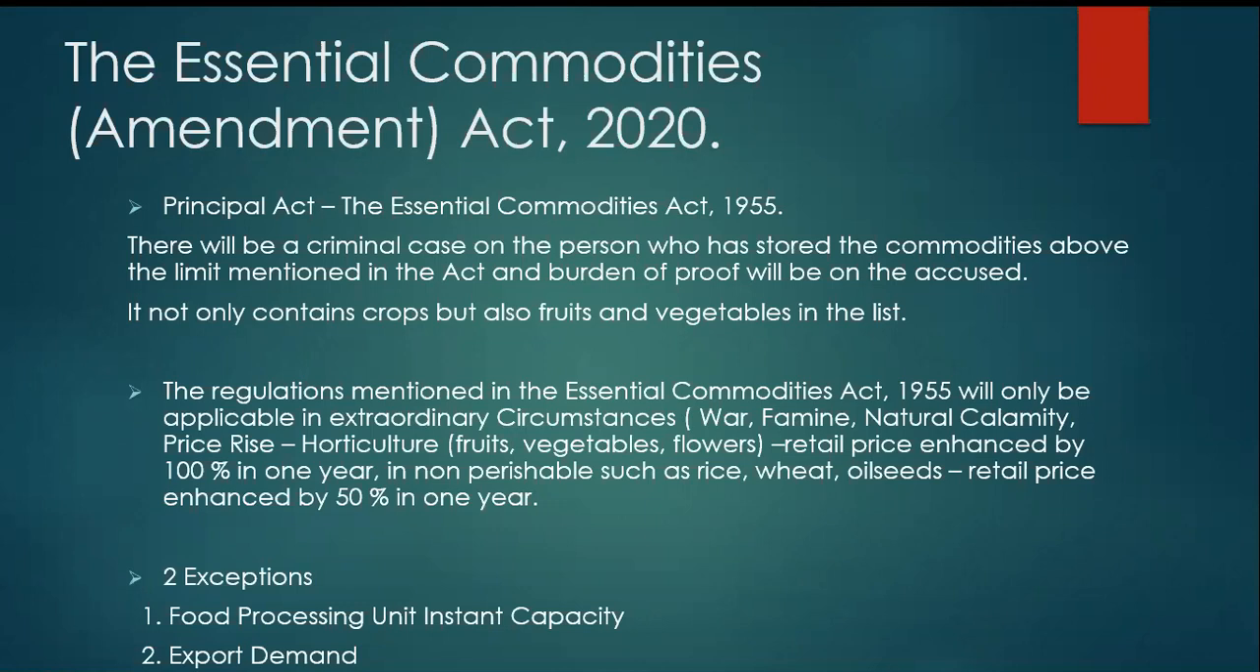Or what kind of price rise? In horticulture, they have separated the items. In horticulture, such as fruits, vegetables, and flowers, if the retail price is enhanced by 100% in 1 year, they have all the data, what is the market price in 2019, what is the market price in 2020, and what is the market price in 2021. So if the retail price is enhanced by 100% in 1 year, or in non-perishable items such as rice, wheat, oilseeds, if the retail price is enhanced by 50% in 1 year, then the Principal Act, the Essential Commodities Act of 1955, comes into play.